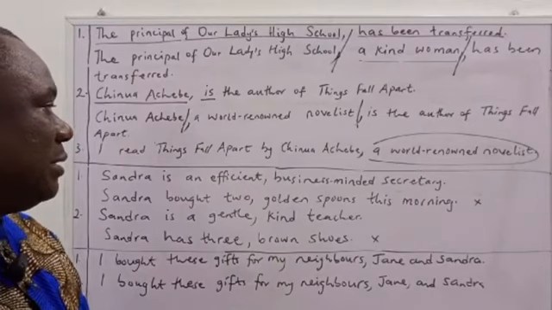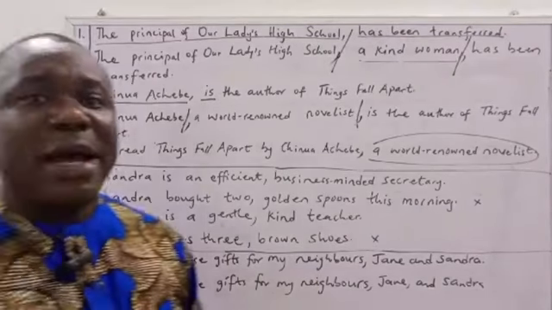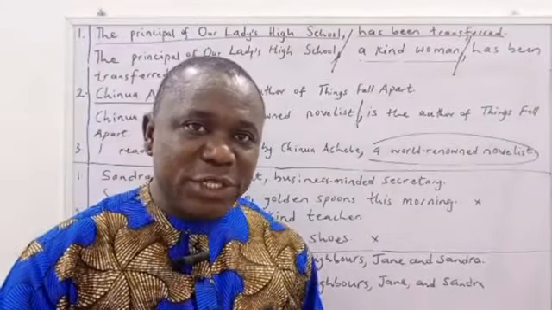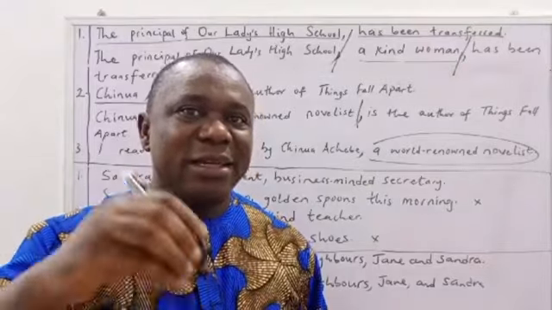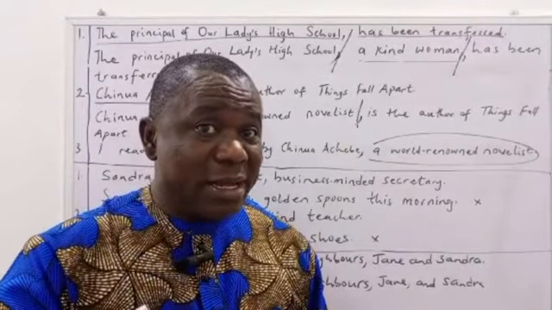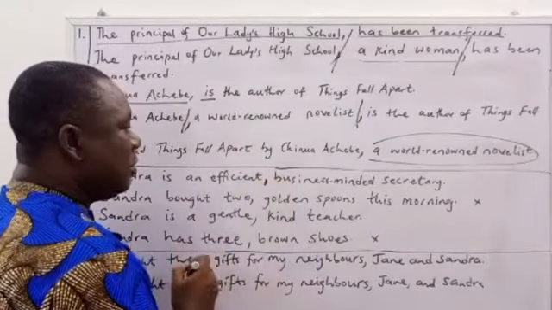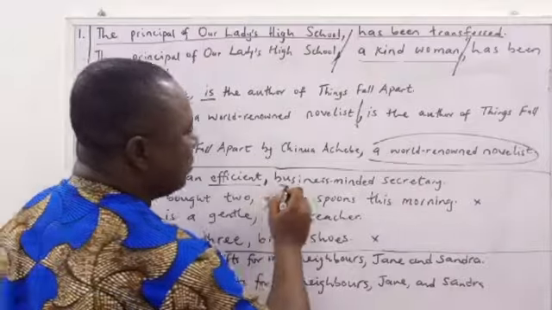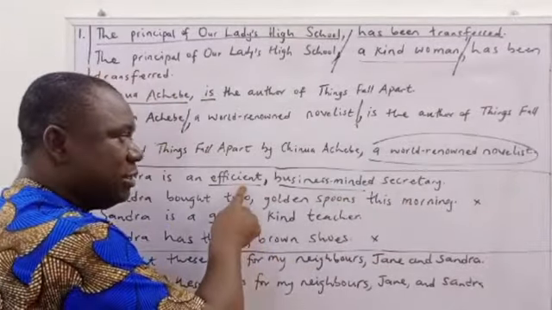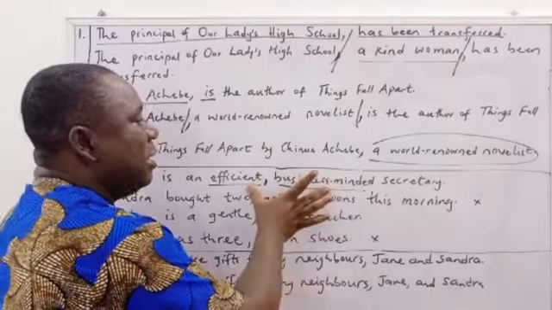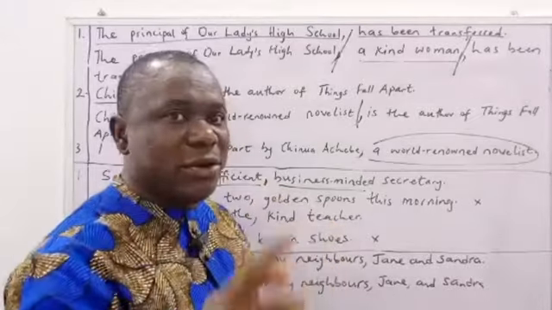Now let's look at another use of the comma. The comma is used to separate coordinate adjectives that modify the same noun. Efficient and business-minded are coordinate adjectives, and they are separated with a comma.